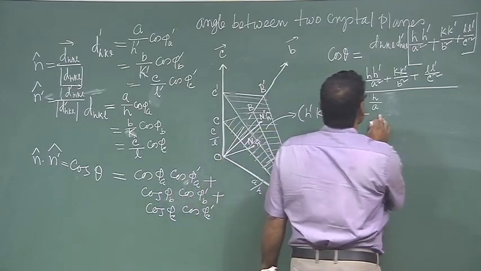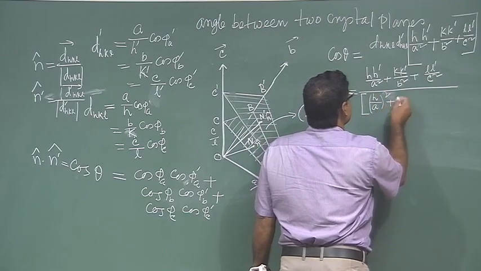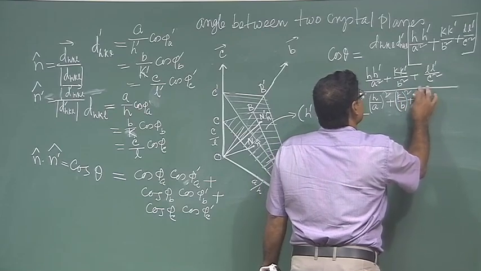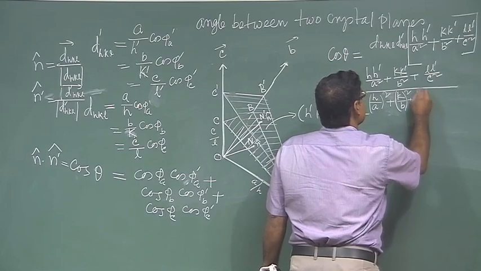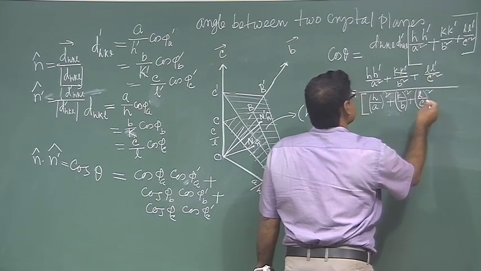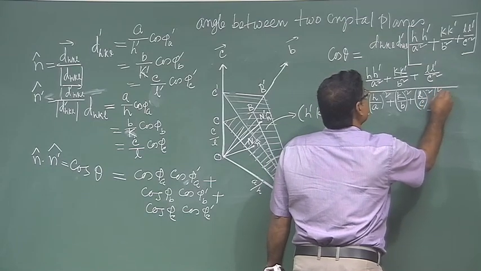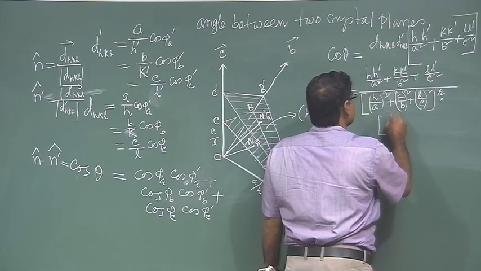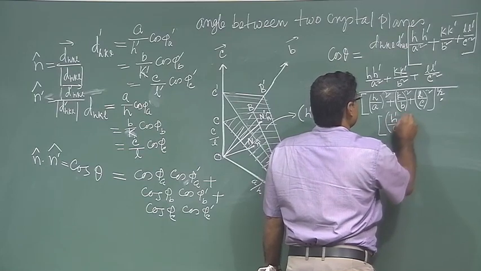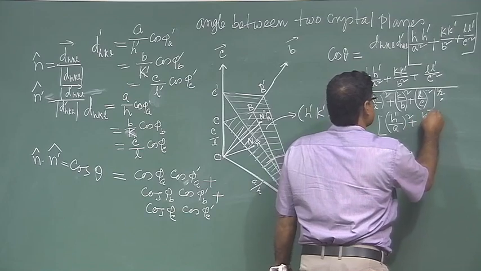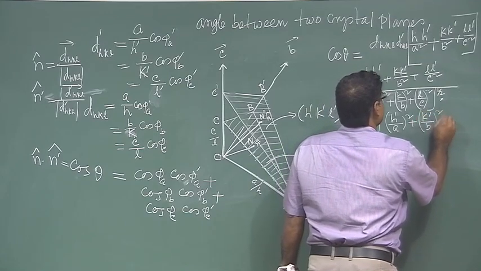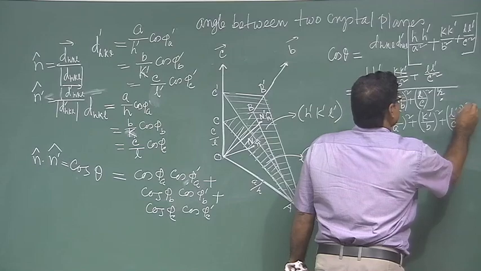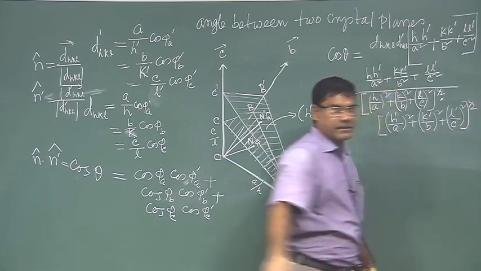The d_hkl value is h by a whole square plus k by b whole square plus l by c whole square, right, and then to the power half, into h dash by a whole square plus k dash by b whole square plus l dash by c whole square, right.